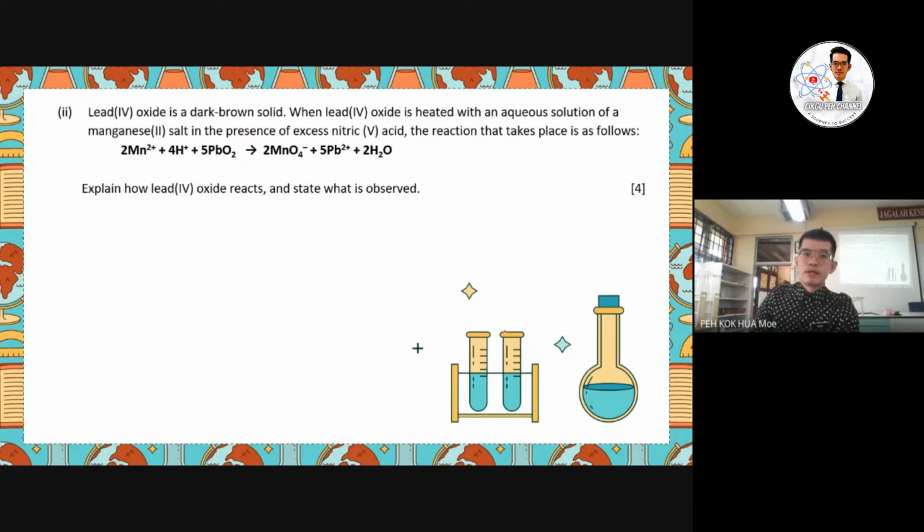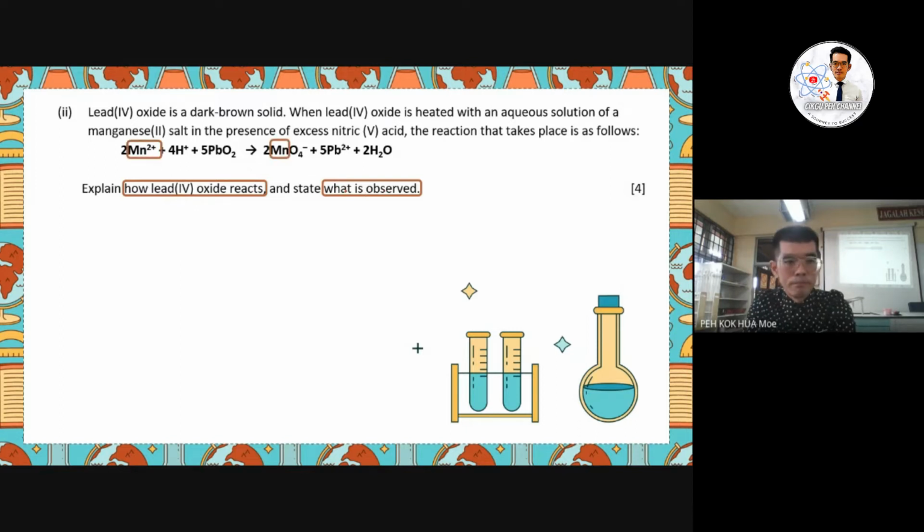Lead(IV) oxide is a dark brown solid. When lead(IV) oxide is heated with an aqueous solution of a manganese(II) salt in the presence of excess nitric acid, the reaction takes place as follows. Then state how lead(IV) oxide reacts and what is observed. So you have to give two answers: one is how lead(IV) oxide reacts, and the other is the observation for the reaction. Then you will get 4 marks. Not all the 4 marks are for the reaction; you have to give the observation also.